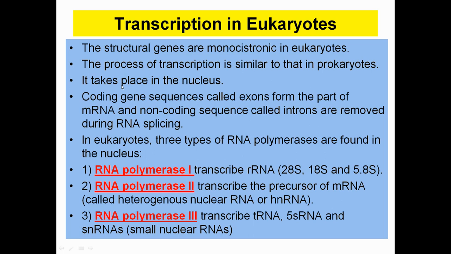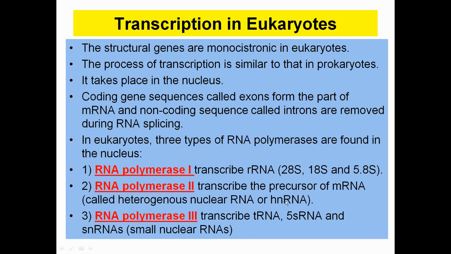And one more complexity is there, because there are multiple types of RNA polymerases. These are actually three types: RNA polymerase 1, 2, and 3. RNA polymerase 1 transcribes rRNA, that is ribosomal RNA, 28 Svedberg unit, 18 Svedberg unit, 5.8 Svedberg unit. And RNA polymerase 2 transcribes the precursor of the mRNA called heterogeneous nuclear RNA, hnRNA.